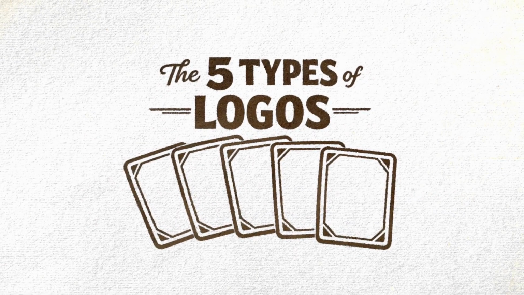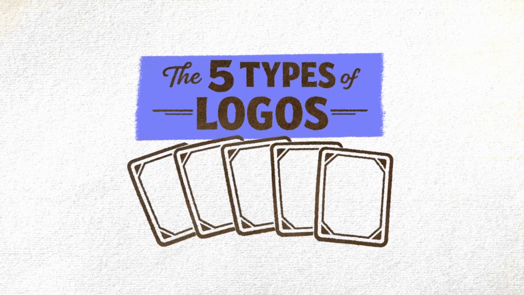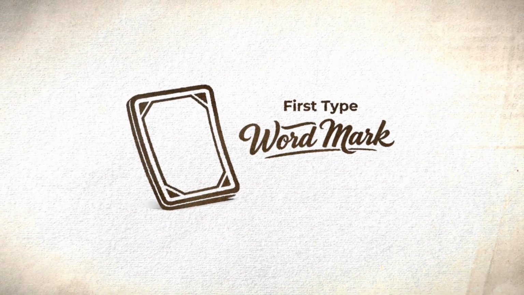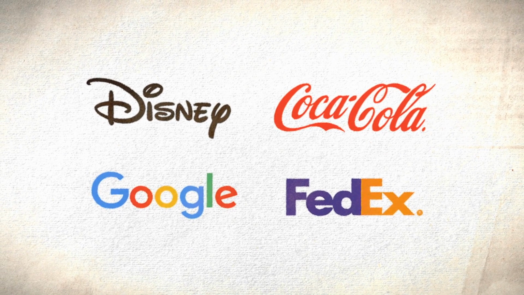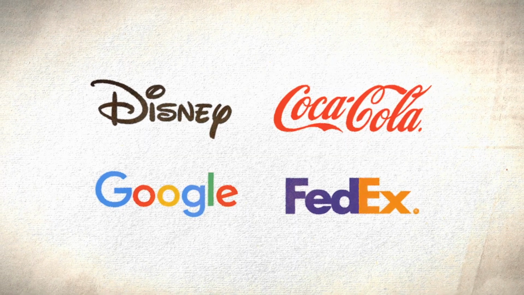Now I want to break down the 5 different logo types. And as I say each one, I'm going to show you a few great examples on screen so that you can see what good looks like in the real world. The first type is a word mark. This is when the name is the logo. Word marks are best when your name is the asset and you want people to remember it. Think Disney, Coca-Cola, Google, FedEx.